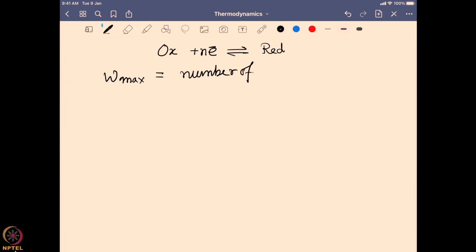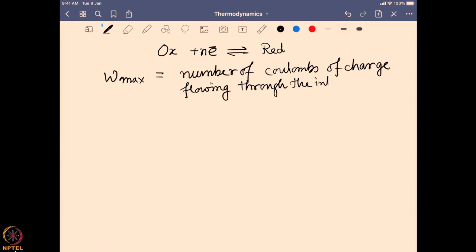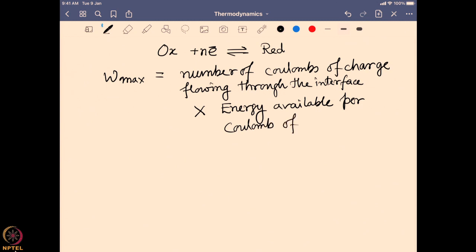number of coulombs of charge flowing through the interface. That means from the solution to the electrode through the circuit, that is how many coulombs of charge are actually exchanging, into the energy available per coulomb of charge. If we combine them together, that is the maximum we can do. That is totally how much charge is actually converting over there, and for each amount of charge, how much work can be done.